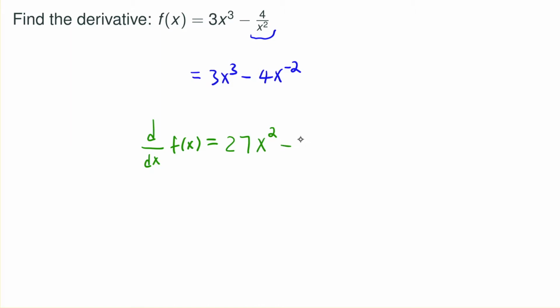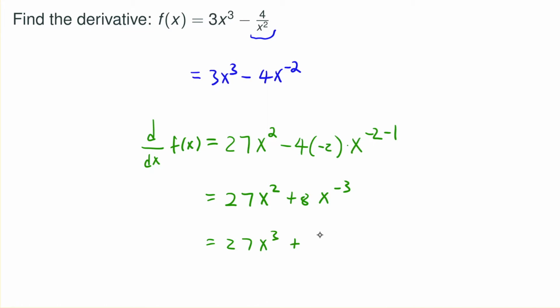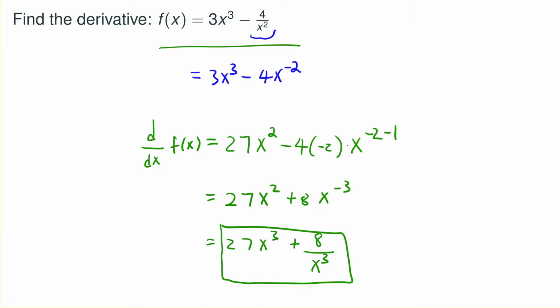minus 4, let's multiply negative 2 times x to the negative 2 minus 1, which gives us 9x to the second plus 8x to the negative 3 power, which we can rewrite as 8 over x to the third. So this is the derivative of this function right here.